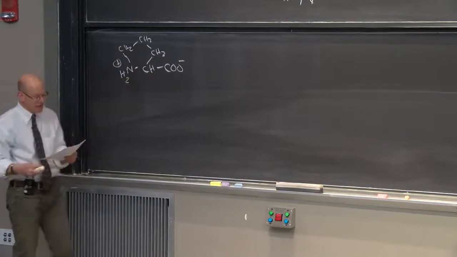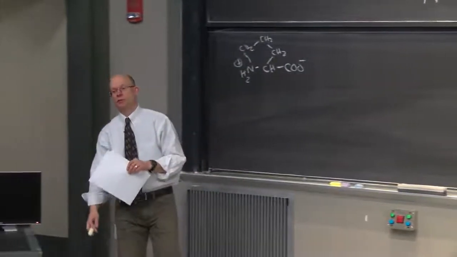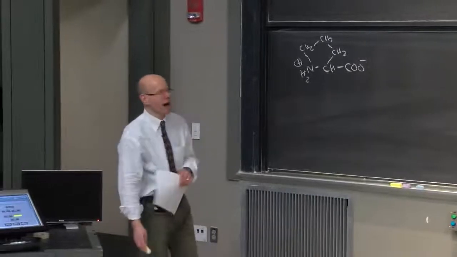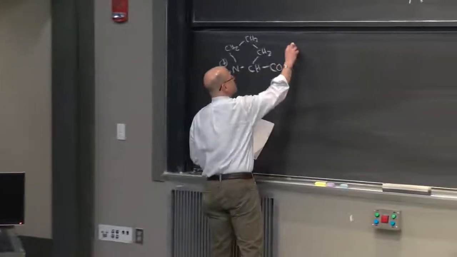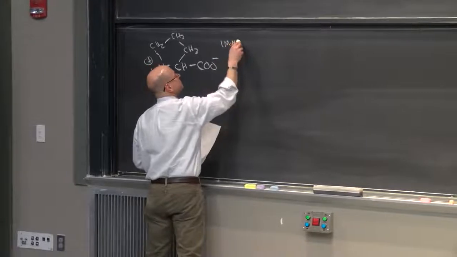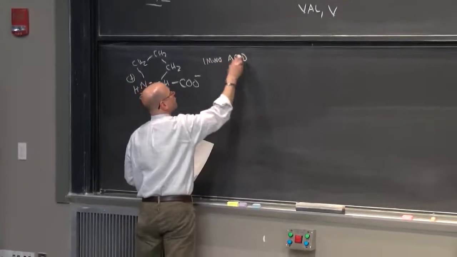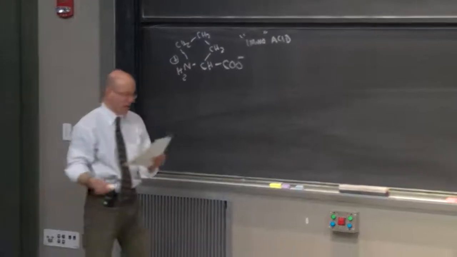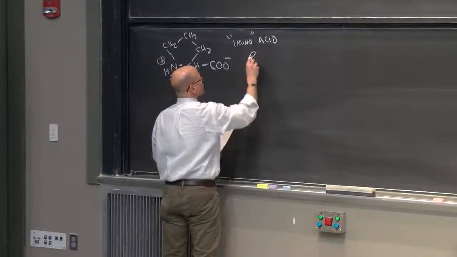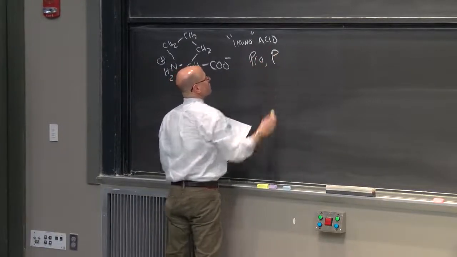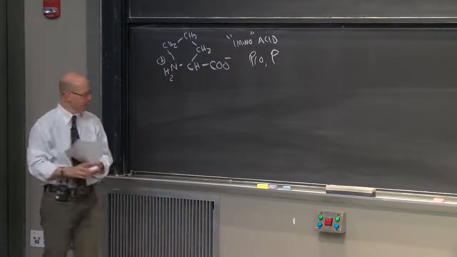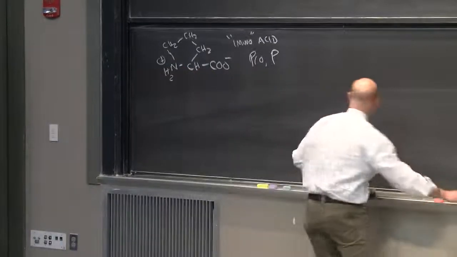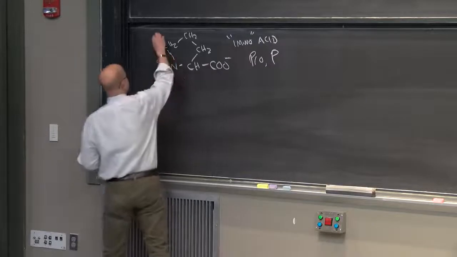And so, in fact, even though I told you that there were 20 amino acids, I lied. Because this is really an imino acid, although we will forever after refer to it incorrectly as an amino acid. And this is, of course, the amino acid proline, which goes by the single letter code P. Okay, and the side chain for the proline, again, is these 3 carbons.